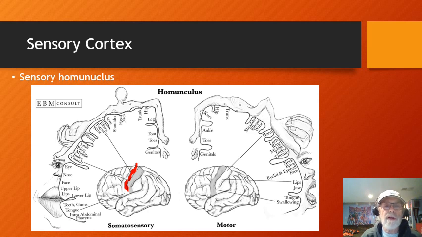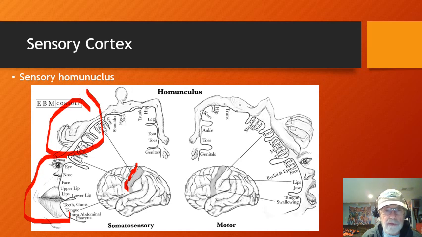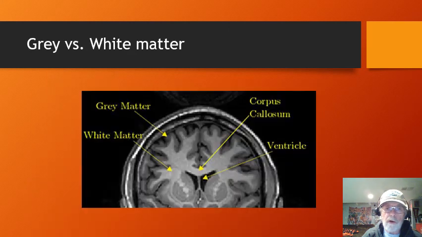Okay, I'd never put on a diagram what's here. That's stupid. I just remember that the face starts inferiorly, and I go up, and the face is a very large representation, as well as the hands have a very large representation. Why? I need a lot of sensation in those areas for them to work well.